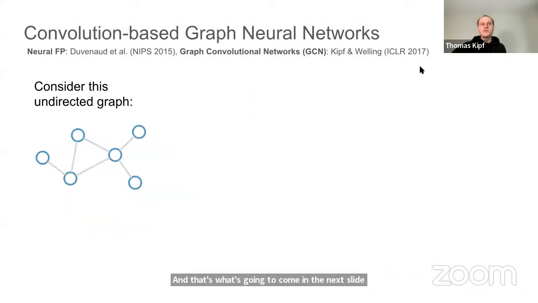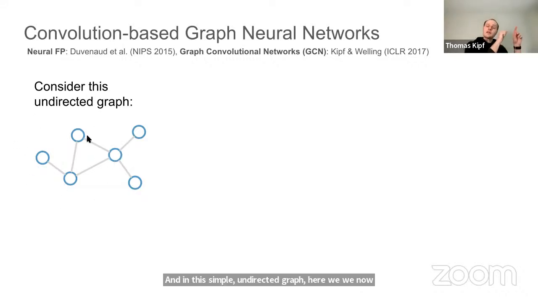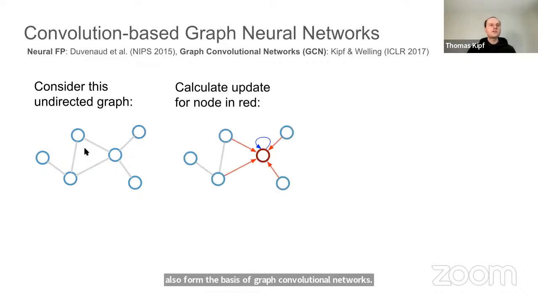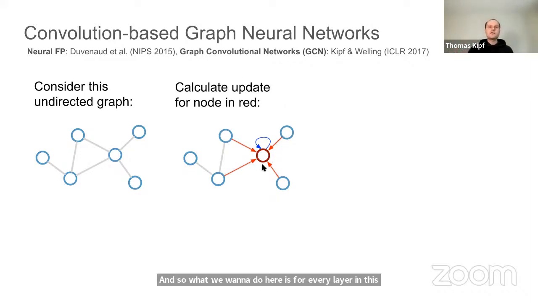So we're going to start now with a very simple undirected graph that we have here on the left. In this simple undirected graph, we now don't have, like in the last slide, an upper left neighbor of a pixel and an upper right neighbor of a pixel, but just any kind of undirected graph, in a social network, for example. And the method I'm going to explain is a class of convolution-based graph neural networks that also form the basis of graph convolutional networks. And so what we want to do here is, for every layer in this graph neural network model, calculate an update for every node in the graph.